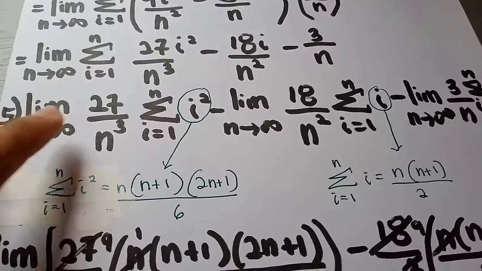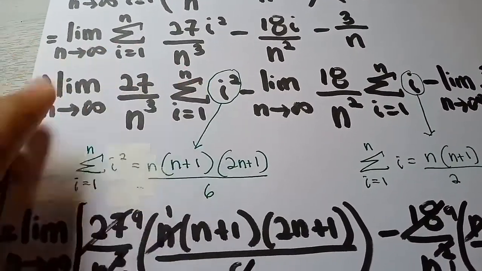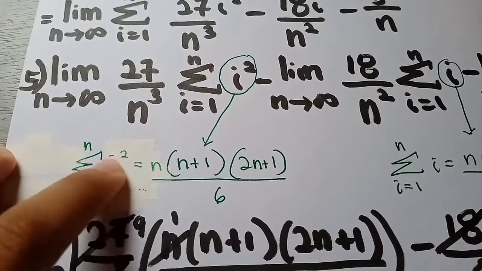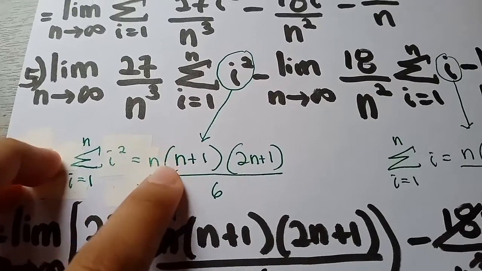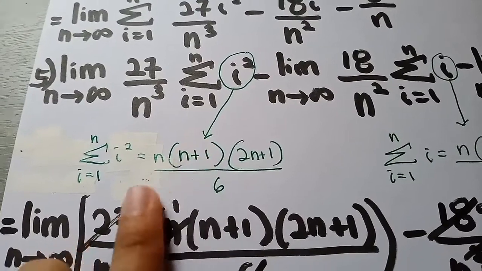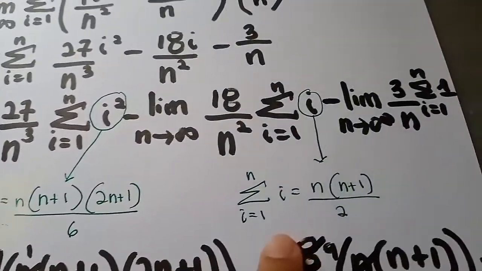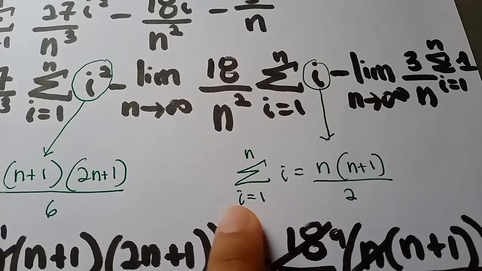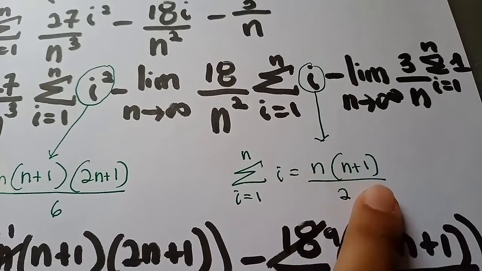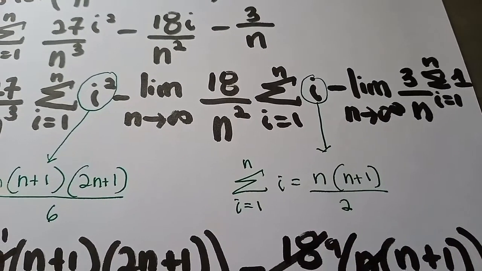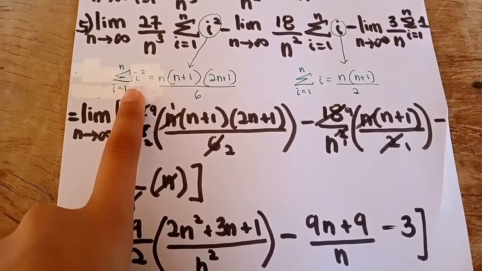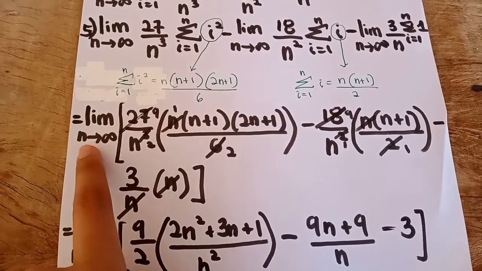So here is the sum law that we use. The summation from i equals 1 to n of i squared equals n times (n plus 1) times (2n plus 1) divided by 6. This is the sum law for i squared. And the summation from i equals 1 to n of i equals n times (n plus 1) divided by 2. So we need to substitute the sum laws in, and we get like this.